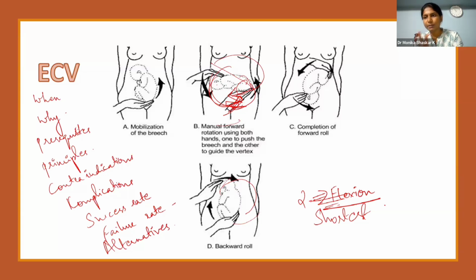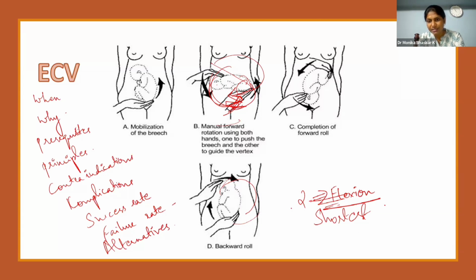So what are the complications? Abruption can occur because of too much manipulation. There might be premature separation of the placenta. There might be rupture of membranes. The baby may go into cord compression and fetal distress. Sometimes there might be rupture of membranes and cord prolapse. And there might be changes in the CTG.